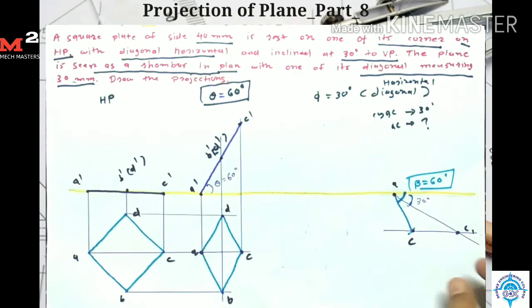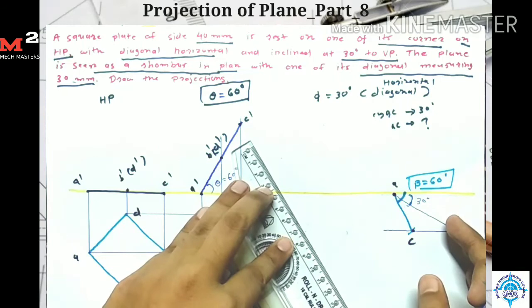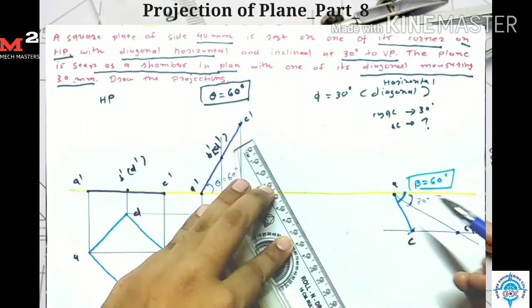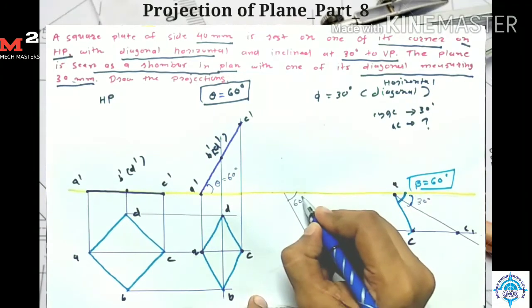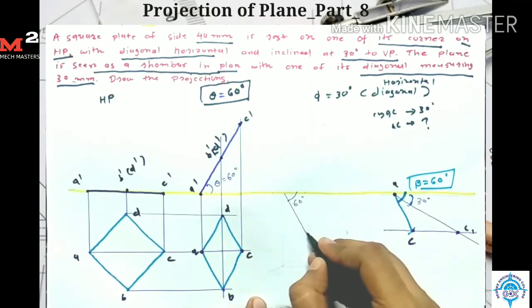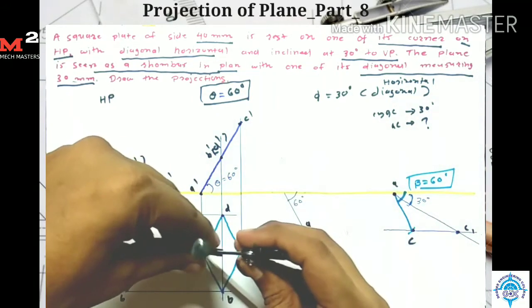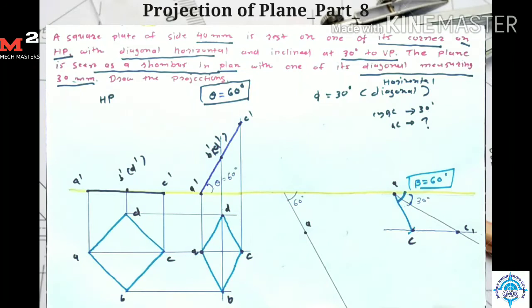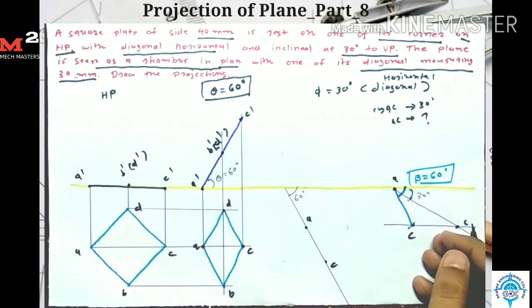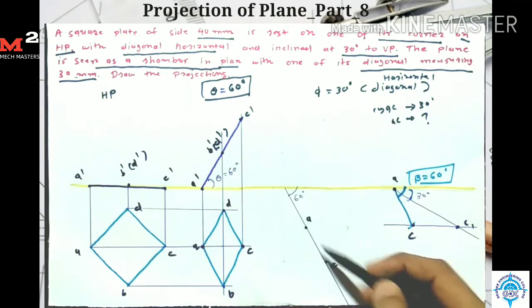Now for drawing the top view in the third stage, first I draw one line at an angle of 60 degree right here, because we draw the diagonal AC at an angle of 60 degree. This angle is equal to 60 degree. Now I mark the point A here. Now I measure distance AC, take A as a center and draw one arc here. So here I get my point C, because this diagonal AC makes an angle of 60 degree. So in this way I draw this diagonal AC.